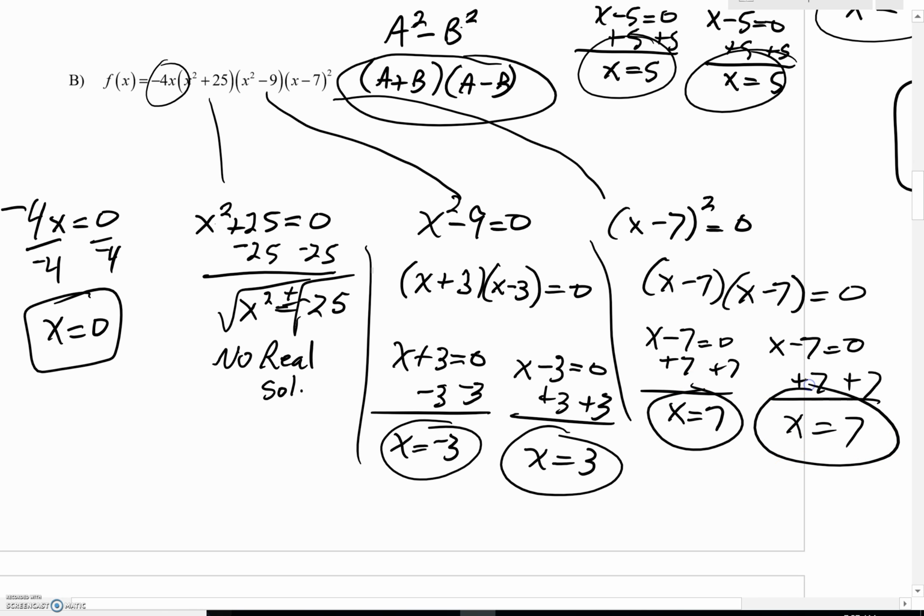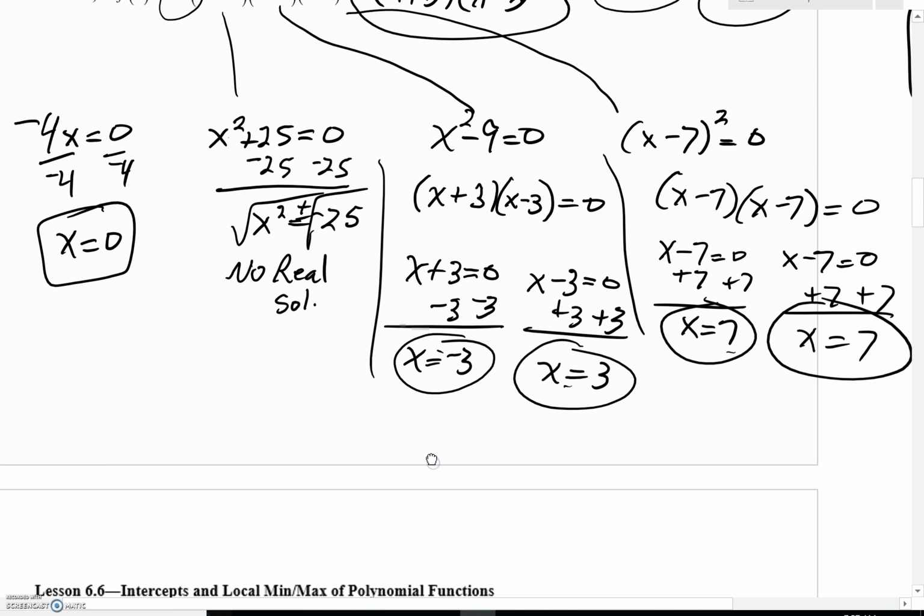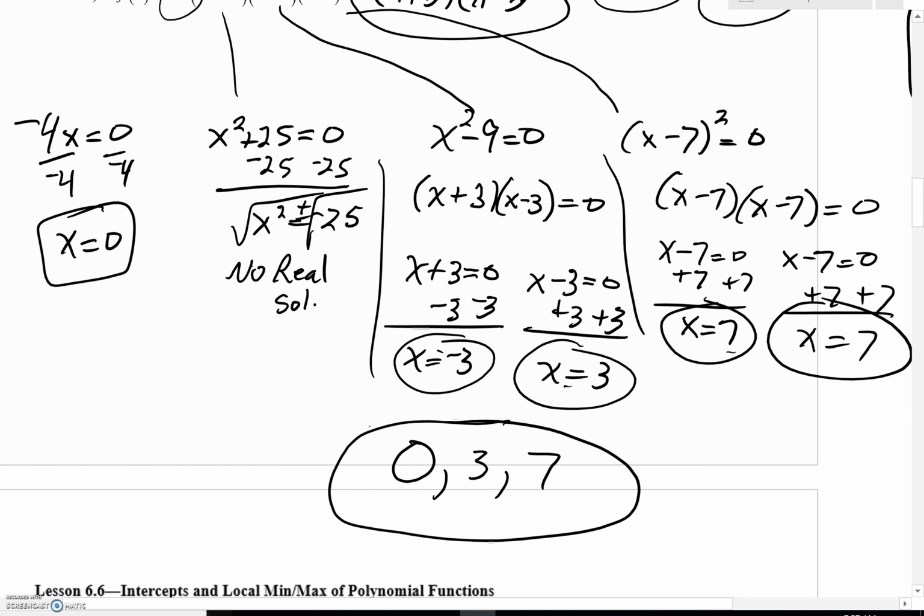So as you can see here, we're going to have 1, 2, 3, 4, 5 real solutions. 2 of them have doubling. 2 of them, the 3 and the 7, count twice. But when you're writing your final answer down, you just have to write it down one time. Okay, and that's our lesson for today.